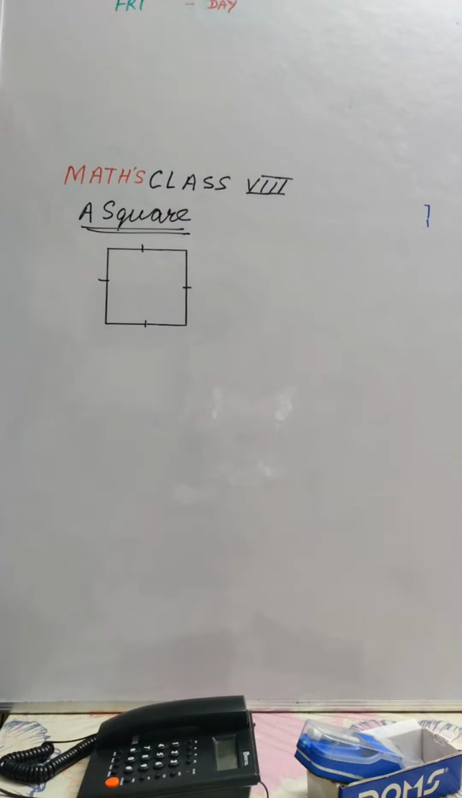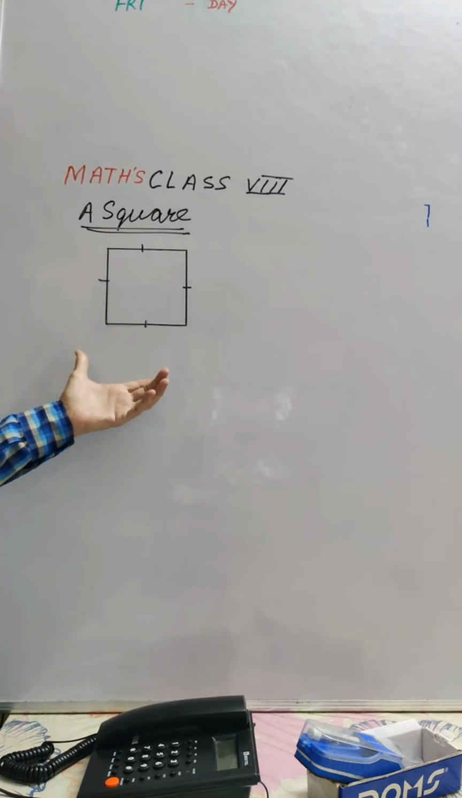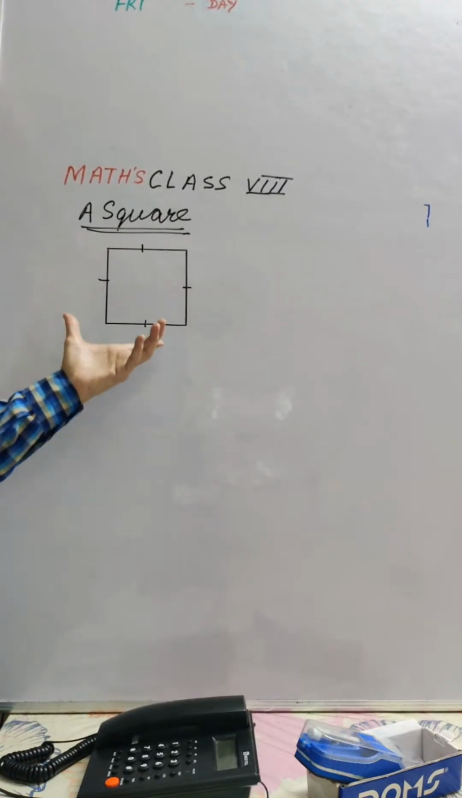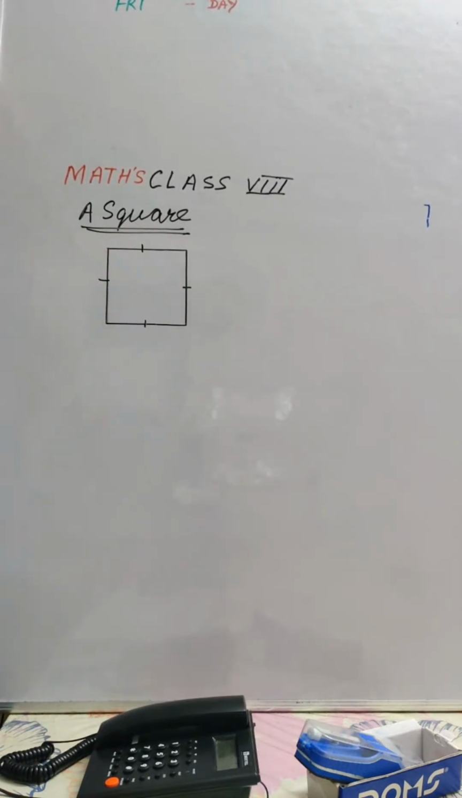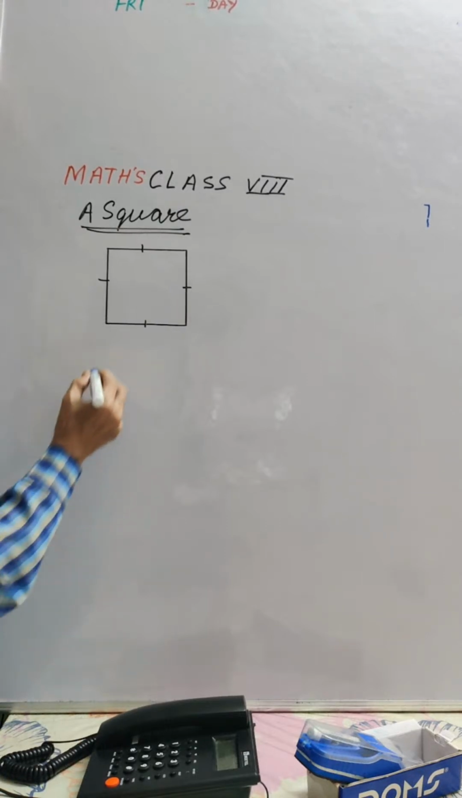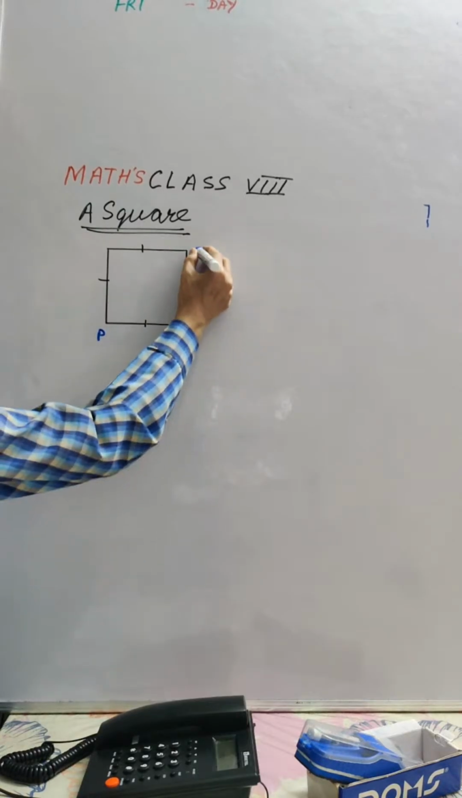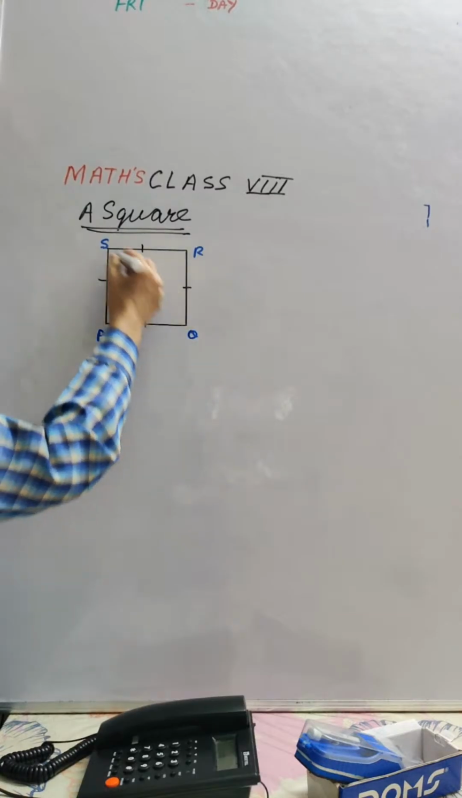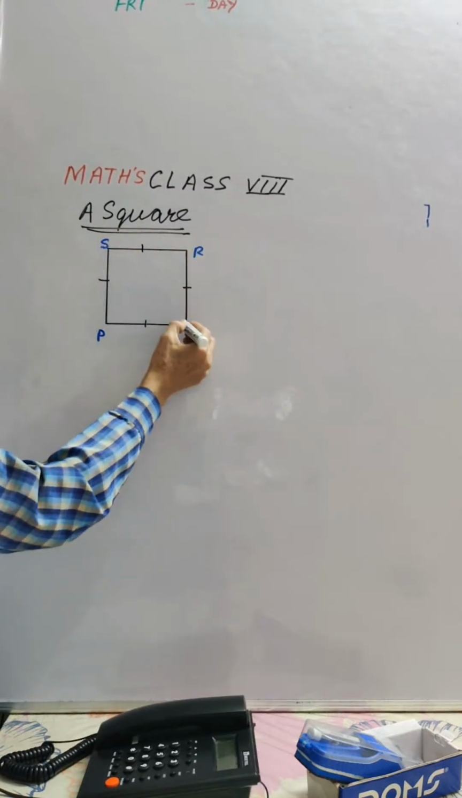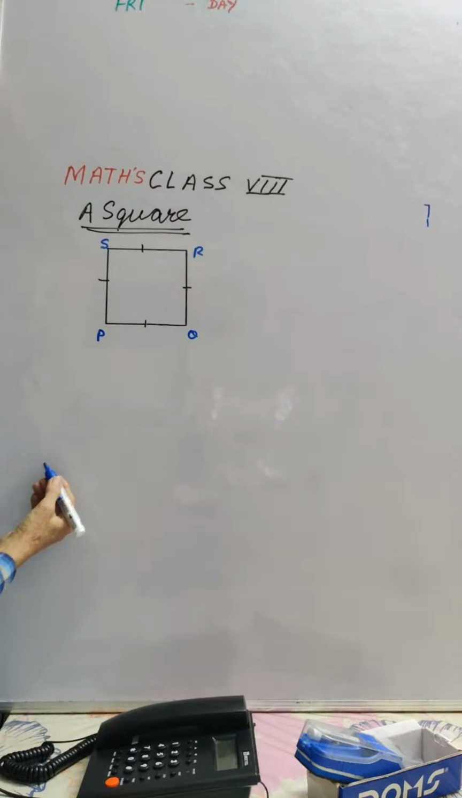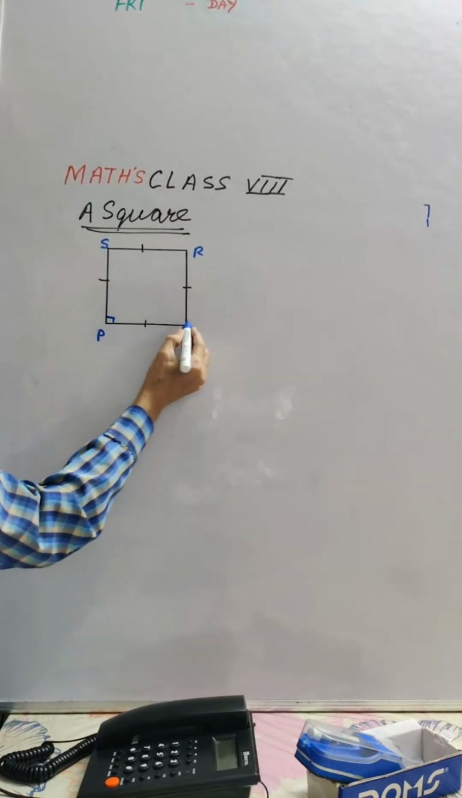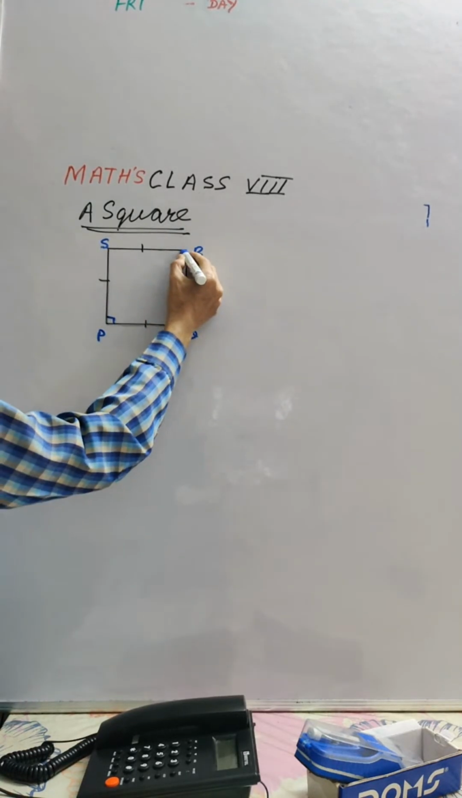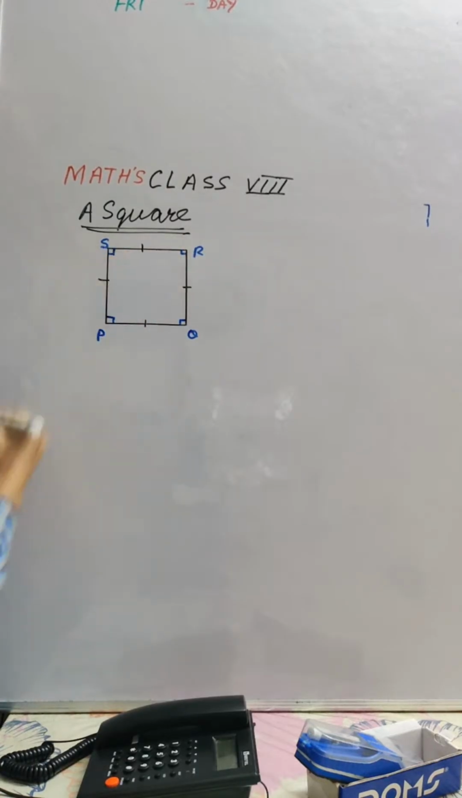We have discussed all the properties of parallelogram plus rhombus. All the sides are equal. PQRS. Diagonals of a square are equal and bisect each other at right angles, and all the angles are right angles. All the sides are also equal.